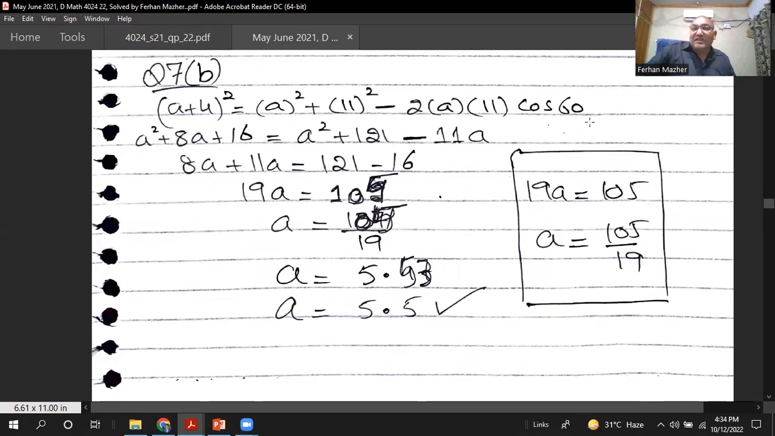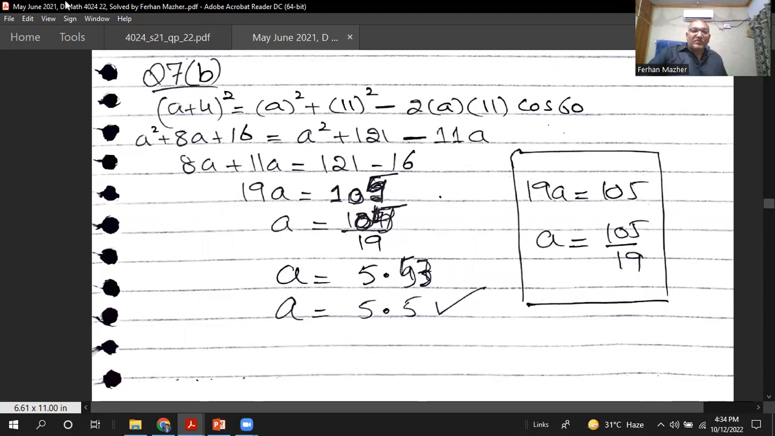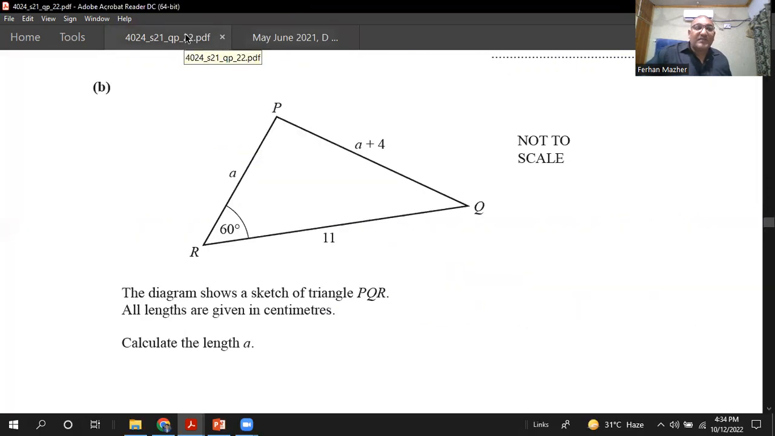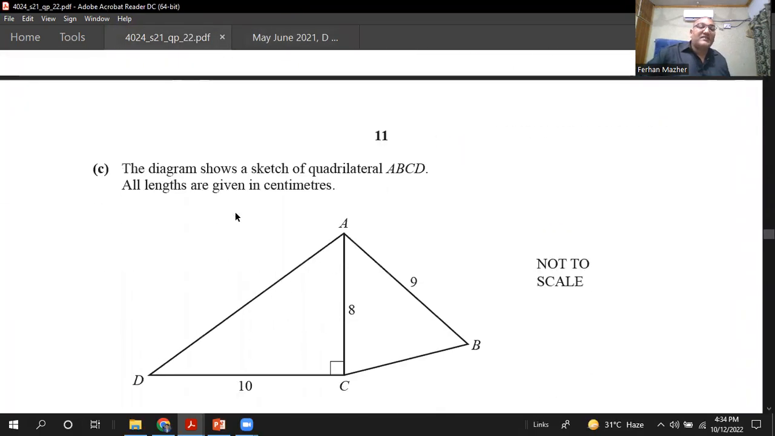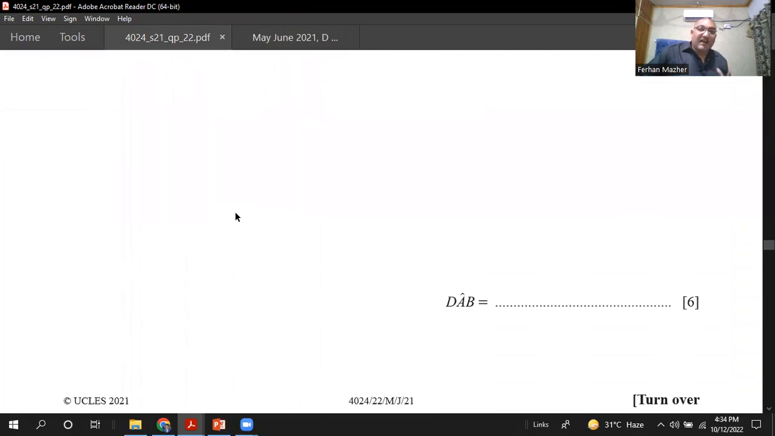The cos 60 is 1 by 2, so that 2 and this 2 will be cancelled, so you are left with 11A. So it will be 8A plus 11A equals to 121 minus 16. This A square and this A square is gone, and this 16 has been taken to the other side. So you will have 19A equals to 105, and A will be equals to 105 divided by 19, which is 5.53, so 5.5. So question number 7 B part is a straightforward, simple question, 4 marks.